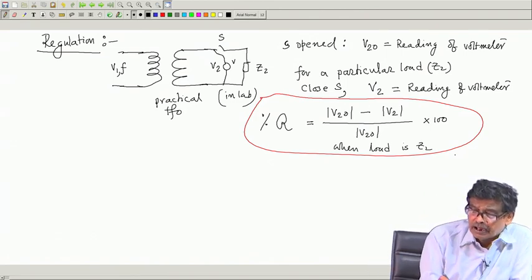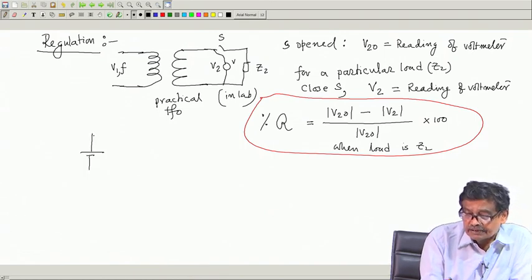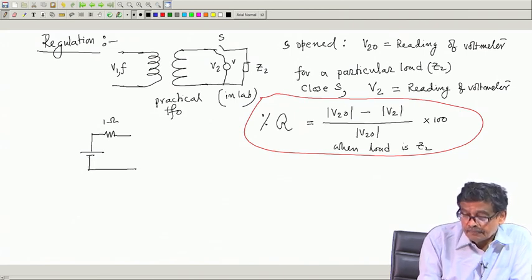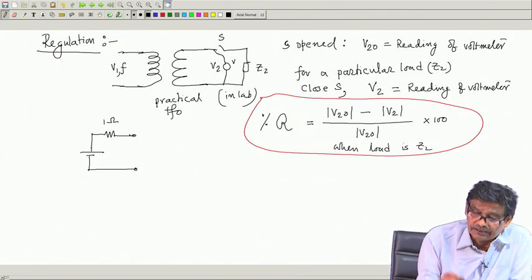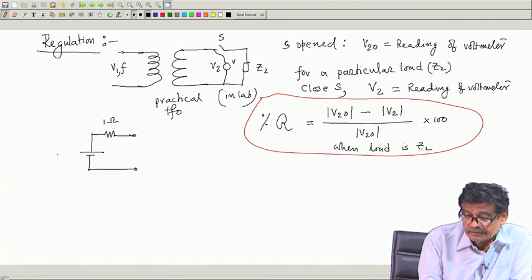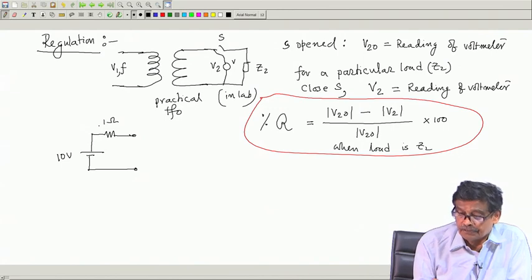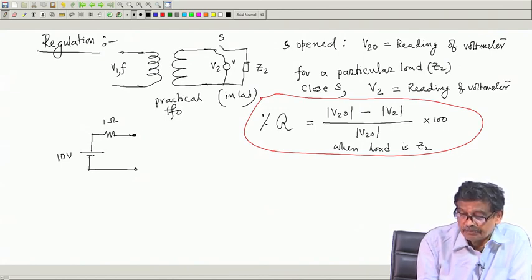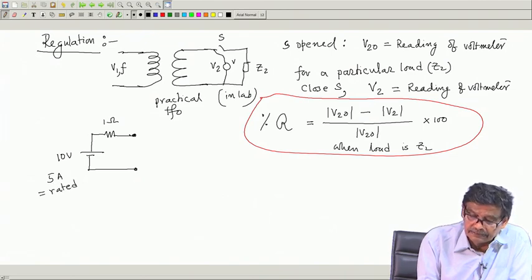Regulation is best understood, what exactly it means is, suppose you have a battery, you have its internal resistance 1 ohm. And suppose a source of DC voltage, suppose this voltage is 10 volt and its internal resistance is 1 ohm, and these are the terminals of the battery. And suppose the rated current the battery can supply is 5 ampere, equal to rated current of the battery.